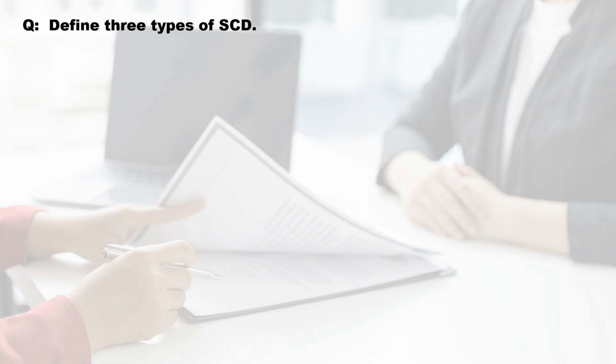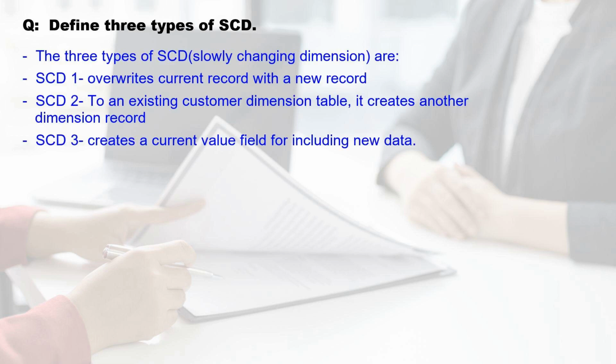Define 3 types of SCD. The 3 types of SCD, slowly changing dimension, are: SCD1 overwrites the current record with a new record. SCD2 adds to an existing customer dimension table. It creates another dimension record. SCD3 creates a current value field for including new data.